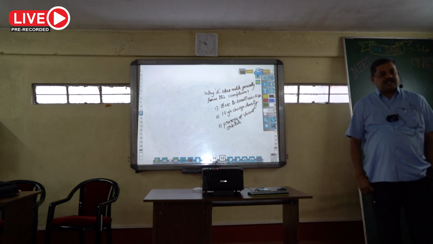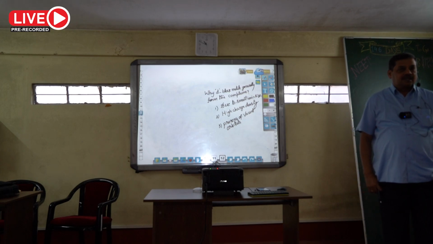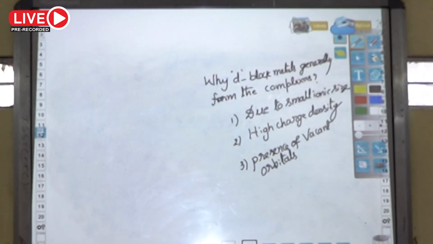These complexes were first identified by Werner. That's why these are called Werner complexes. These complexes are also called coordination compounds. So coordination compounds, Werner complexes, complex compounds or complex salts, all these 4 are the same. What are the 4 different names? Werner complexes, complex compounds, coordination compounds, or complex salts. All 4 can be used synonymously.